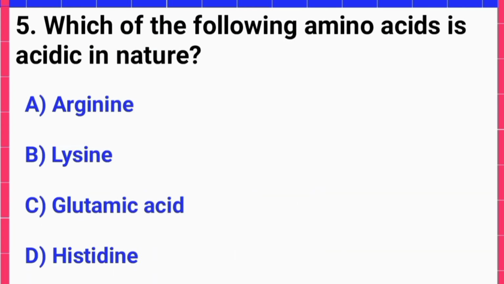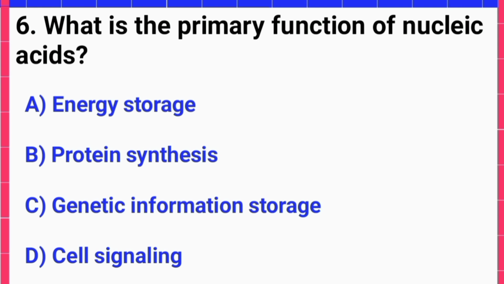Question number 5. Which of the following amino acids is acidic in nature? The right answer is C. Glutamic acid. Question number 6. What is the primary function of nucleic acids? The right answer is option C. Genetic information storage.